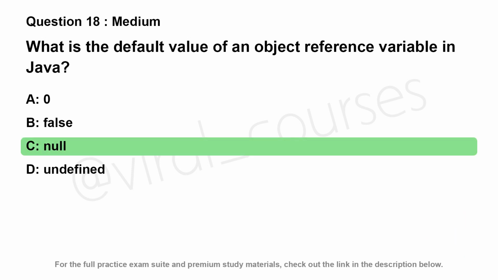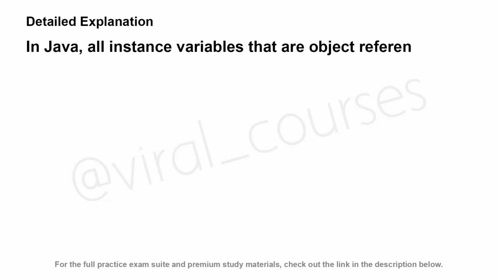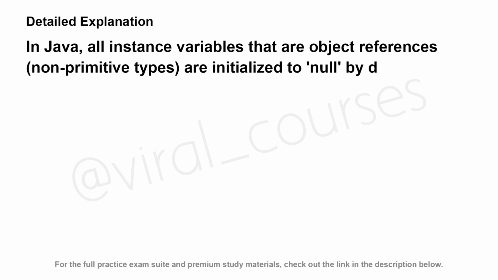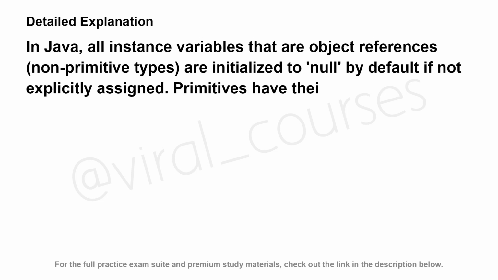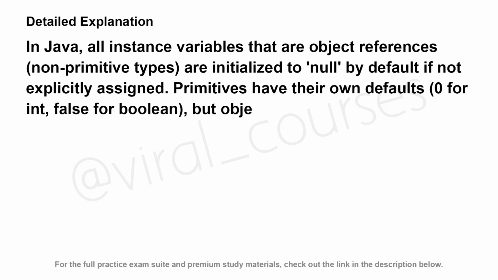The correct answer is C. In Java, all instance variables that are object references, non-primitive types, are initialized to null by default if not explicitly assigned. Primitives have their own defaults. 0 for int, false for boolean, but objects always default to null.